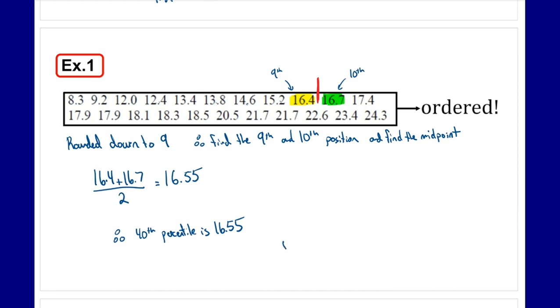40% of the data is less than or equal to 16.55 minutes. Right? So that means 40% of the players played less than or equal to 16.55 minutes. You could then also say that 60% of the players played 16.55 minutes or more.